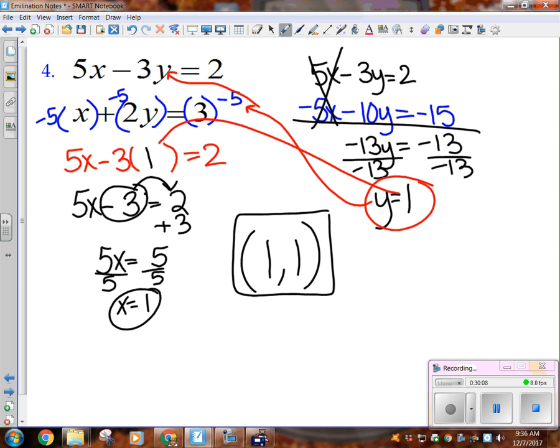I think they just picked easy numbers for examples, but none of ours turned out to be too bad. Elimination will end up being the one that you'll go to the most.